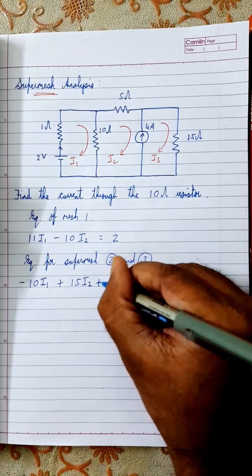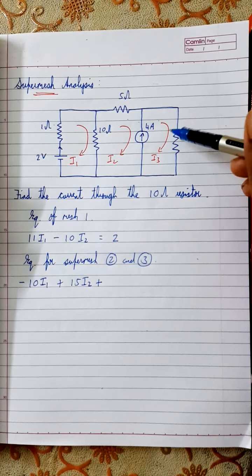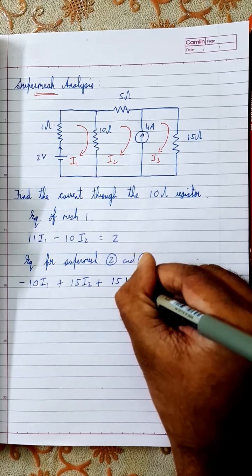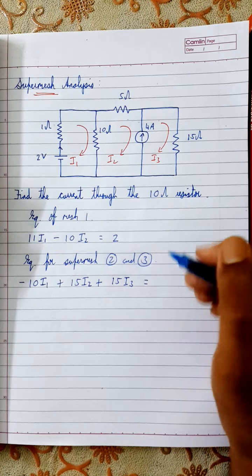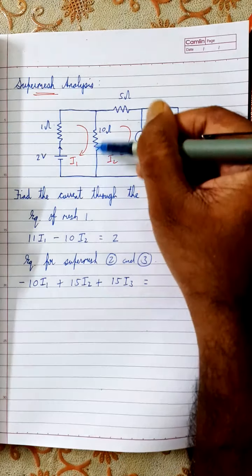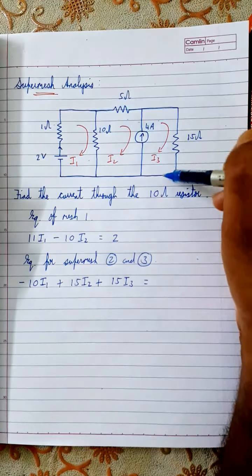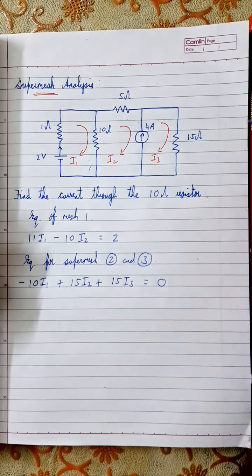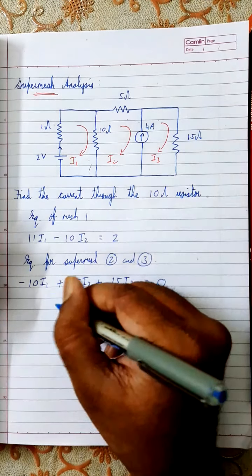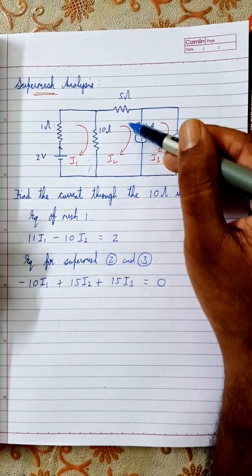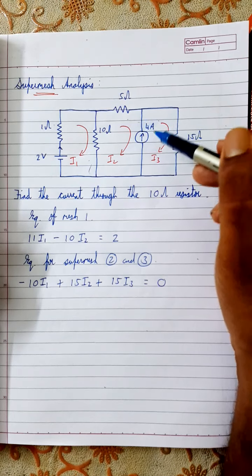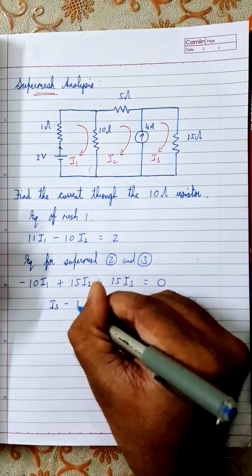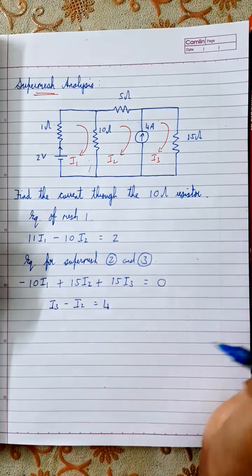Now, plus, you will see this I3 current is touching only this 15 ohm resistor. So it's plus 15 I3 is equal to, there is no voltage source, right? There is no voltage source anywhere in this super mesh. Therefore 0. Okay. Now the next equation is the equation for the current source. Like I said before, this I2 is going downwards, but this I3 is going upwards, and this 4 amperes is also going upwards, which means the equation is I3 minus I2 is equal to 4.